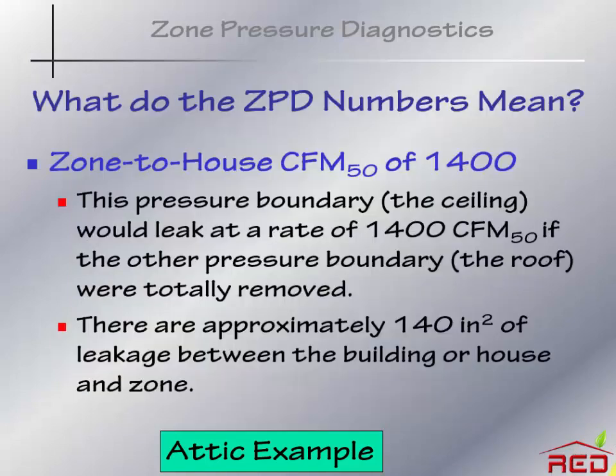A few details about each one. This is the zone to the house or house to zone, same thing, of 1,400. This is the leakage through the pressure boundary, that is the attic floor, as if the other pressure boundary, the roof and gable ends, were totally removed. Now, this, of course, is not going to happen, but this gives us the capability of being able to divide the number by 10 and get approximately the square inches of leakage. And that's quite powerful. Of course, we can do this pre- and post-weatherization and find out what the pre-weatherization square inches is, and then find out what the post-weatherization square inches is. And keep in mind that every square inch that the workers in the attic seal will reduce the flow rate, the CFM50 flow rate, through this boundary, through the attic floor, by about 10 CFM.